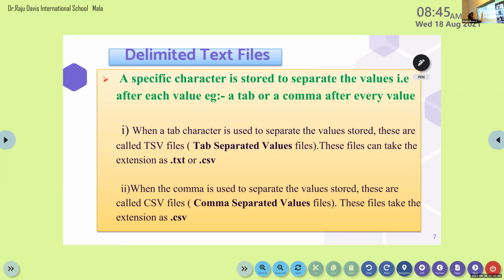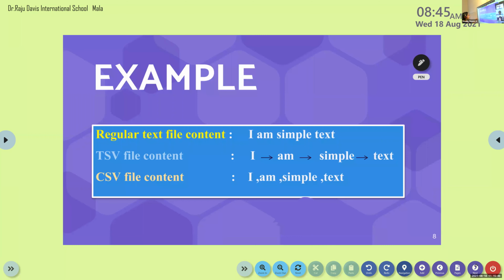Okay, after that, the second one is the delimited text file. What is that? A specific character is stored to separate the values, isn't it? That can be a tab character or a comma. So TSV stands for tab separated values, and CSV stands for comma separated values, right? Here you can see one example of TSV file content and CSV. T stands for tab. C stands for comma. Okay, what about others?